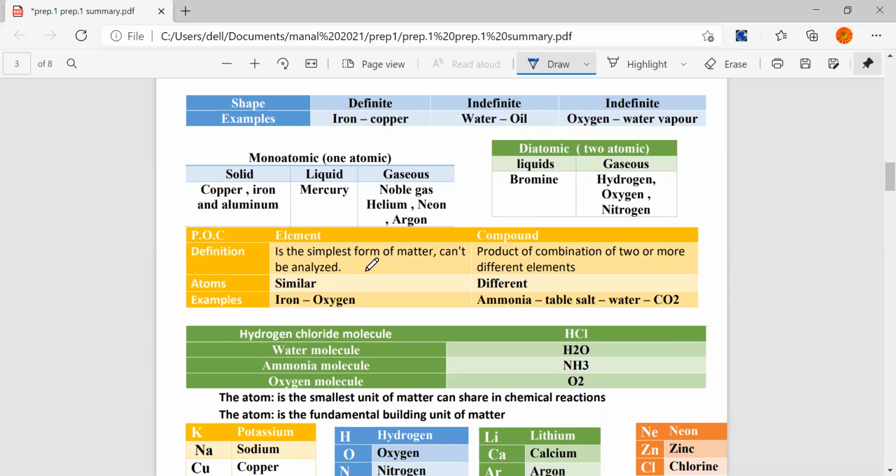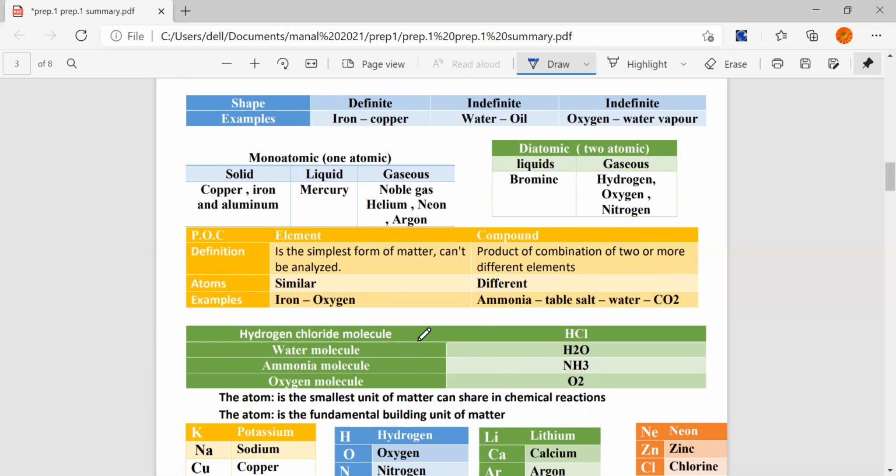Now let us study the difference between element and compound. Remember, what is the meaning of element? An element is the simplest form of matter, which can't be analyzed. Its atoms are similar, as iron or oxygen. And what is the meaning of compound? A compound is a product of the combination of two or more different elements. Their atoms are different because they are different elements, as ammonia, table salt, water, carbon dioxide.